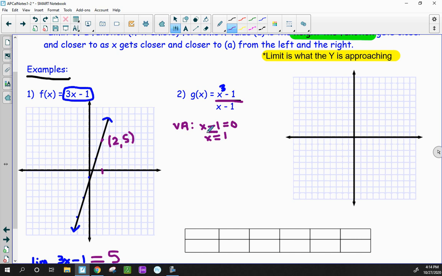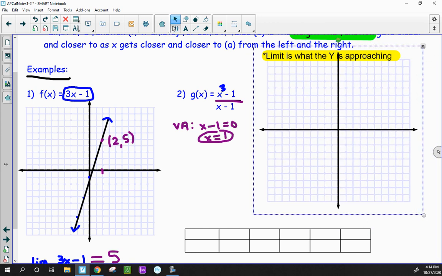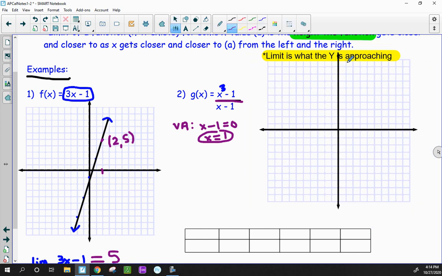So then we're going to go over here to the graph, and we're going to go to 1. And at 1, we are going to draw in our asymptote.